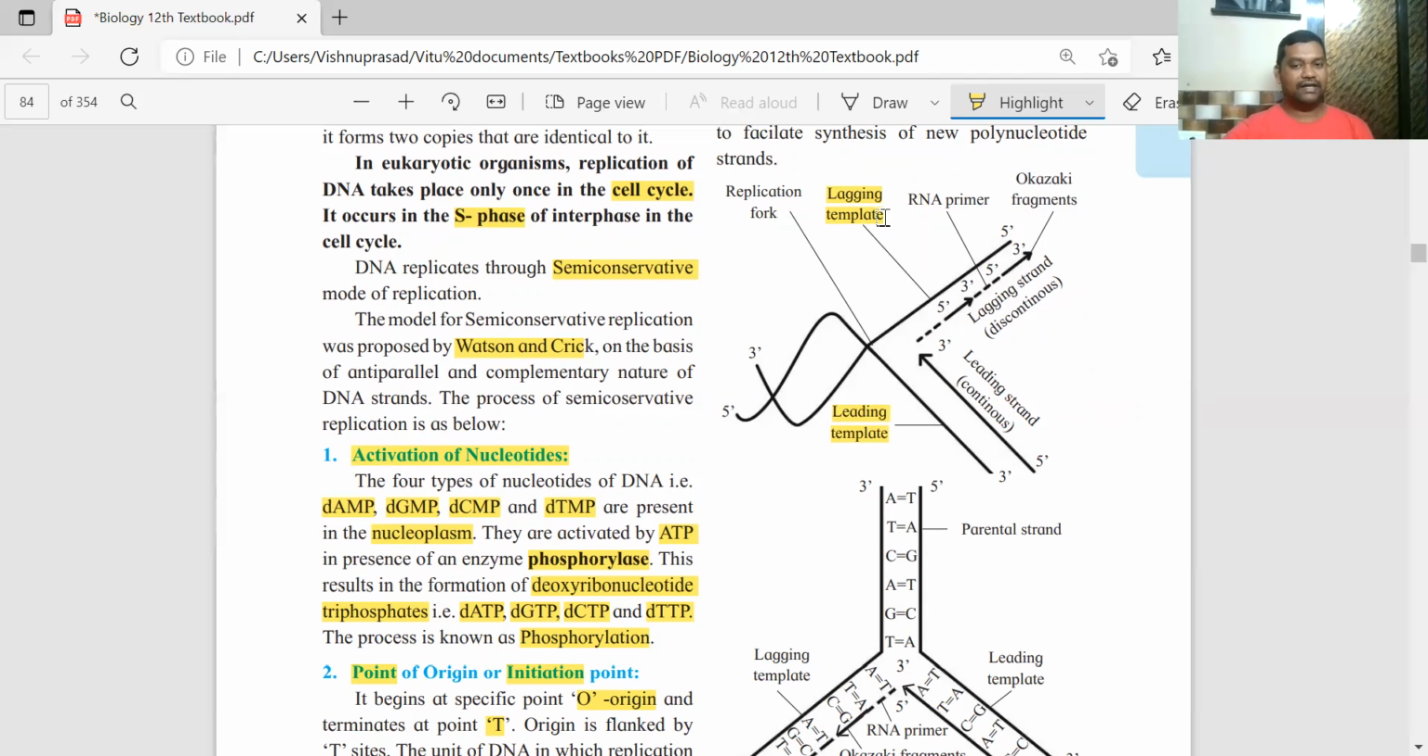The template where the parental strand is from 5 prime to 3 prime: the new strand on it cannot be made from 3 prime to 5 prime. That's why it is produced in reverse direction, 5 prime to 3 prime, 5 prime to 3 prime. So compared to the first, the new strand on the lagging template is produced later. That's why it is called lagging. Lagging means left behind, leading means gone ahead. That's why it is a continuous one, and this is a discontinuous one.